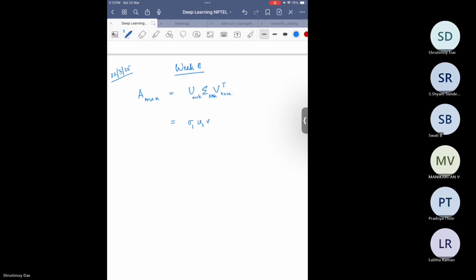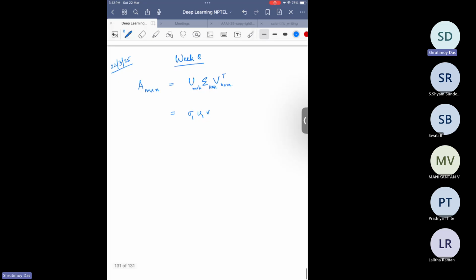So we have this n cross n matrix, and we can write it as a product of three matrices, or we can write it in this way. This plus this. If you look at it, okay.